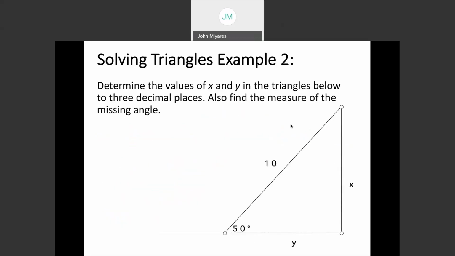Here's another one for you to try on your own. Go ahead and pause the video for a few minutes to see if you can work this one out. You're given a base angle of 50 degrees and a hypotenuse of 10. You want to find the length of the opposite side x and the adjacent side y. Set up an equation relating the trig ratio and go from there.